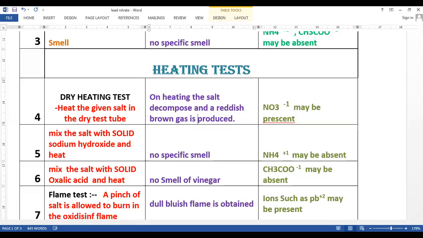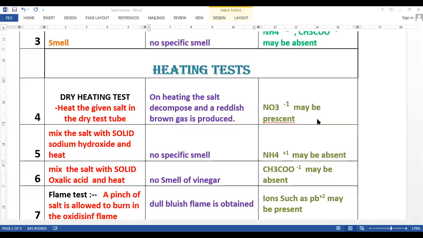तो देख रहे हैं सर, जो सॉल्ट है वो डिकम्पोज होकर रेडिश ब्राउन कलर गैस प्रोड्यूस हुई। हाँ, वेरी गुड। तो देखा ना कि व्हेन वी हीट द सॉल्ट, वी एक्चुअली गेट दी रेडिश ब्राउन कलर गैस प्रोड्यूस्ड, है ना। When reddish brown color gas is produced, this reddish brown color gas is nothing but your nitrogen dioxide, and as it is nitrogen dioxide, we can say that NO3- may be present.